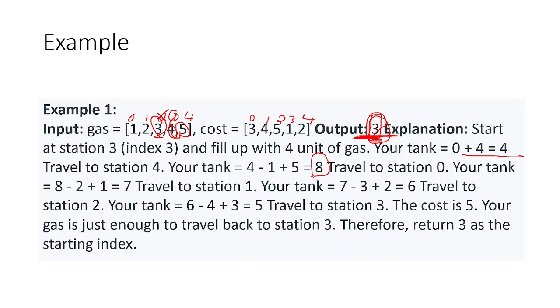We keep traveling until station 3. Even when you travel back to station 3, the cost is still 5. Your gas is just enough to travel back to station 3, and that's why we return the answer as 3. The tank is not becoming 0 or less than 0; it is still above 0. So it's a valid solution. This is the question explanation.